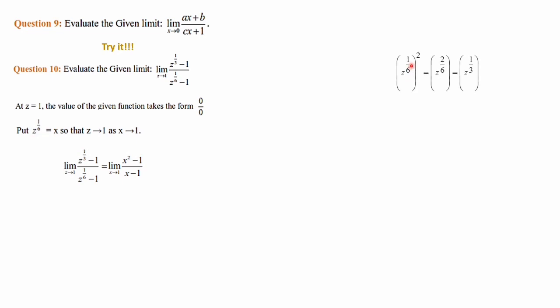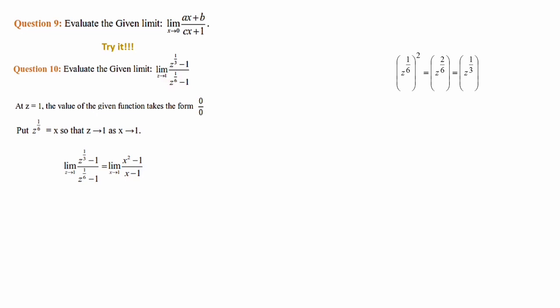Z power 1 by 6 the whole square, when we take, we can multiply this 1 into 2. So we will be getting z power 2 by 6. Here 2 and 6 when we cancel, we will get 1 by 3. Z power 1 by 3 is the same as z power 1 by 6 the whole square. We have substituted z power 1 by 6 as x, meaning x square is the same as z power 1 by 3. That is what here x square came in place of z power 1 by 3. So x square minus 1 divided by z power 1 by 6, which is x itself, so divided by x minus 1.